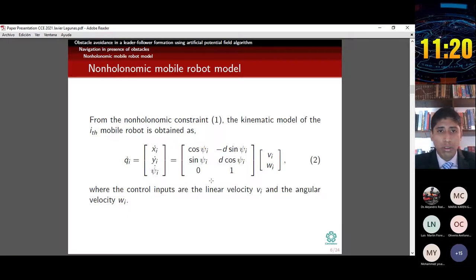From the non-holonomic constraint that we see in the last slide, in number one, the kinematic model of the i-th mobile robot is obtained as we can see in equation number two. So we can see the control inputs, which are the linear velocity vi and the angular velocity wi.